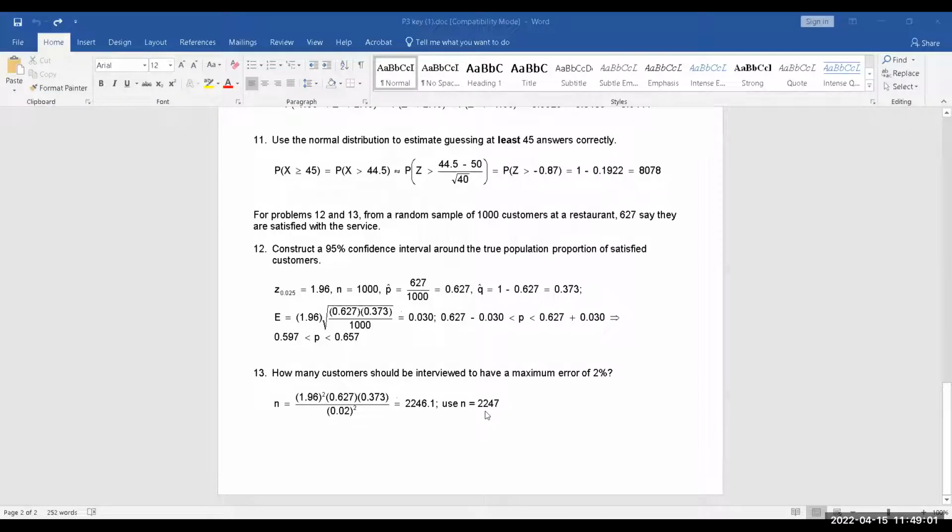When I had prior information, I only needed to ask 2,247. The more information I have, the fewer people I actually have to ask. That's how it really works. Okay, so that's an interesting question. And again, you want to have that table.